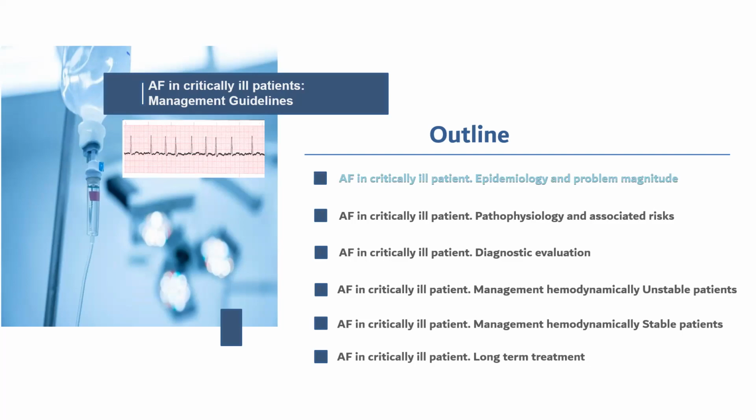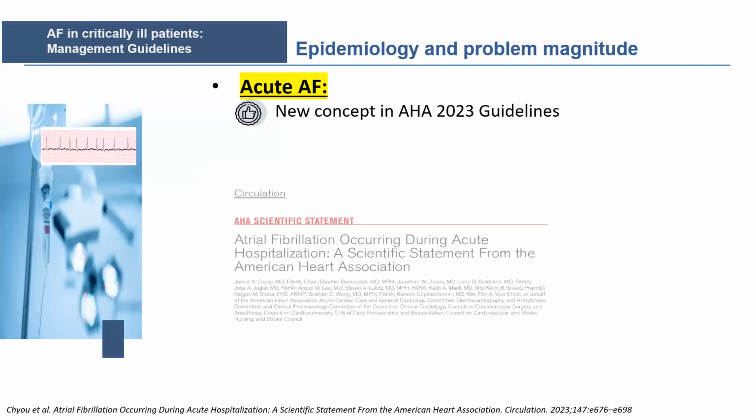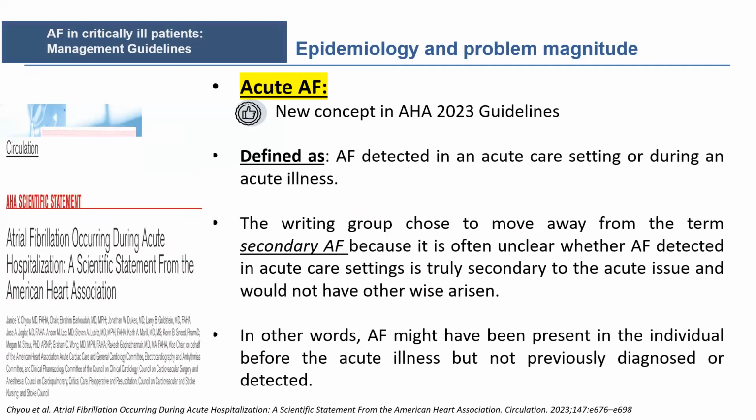So first of all is the epidemiology. AF is the most common arrhythmia in patients hospitalized in the ICU. This has been reflected in the most recent guidelines, the American Heart Association scientific statement in 2023, where a new definition has been introduced, which is acute atrial fibrillation. In this definition, AF detected in the acute care setting or during acute illness has been given a certain terminology, acute AF. This replaces the older terminology, secondary AF.